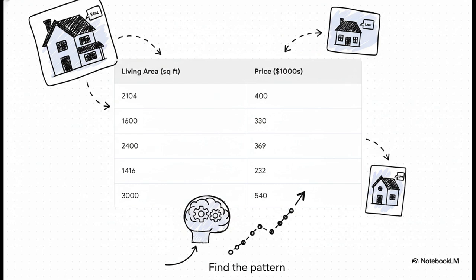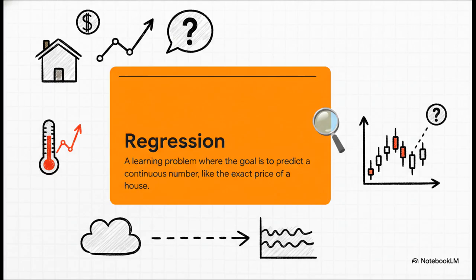For a house that's 2,104 square feet, the price is 400 grand. For one that's 1,600 square feet, it's 330 grand. The machine's entire job is just to stare at these examples and find the hidden pattern. You know, in the world of machine learning, this kind of problem actually has a specific name. It's called a regression problem. Anytime your goal is to predict a number that can be anything along a continuous scale, like an exact price or a temperature or maybe a stock value, what you're really doing is regression.